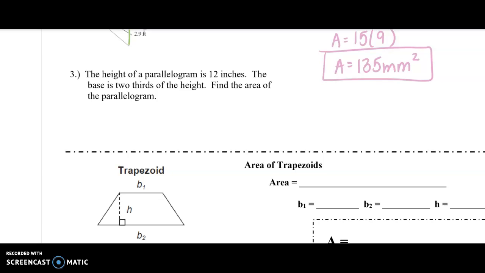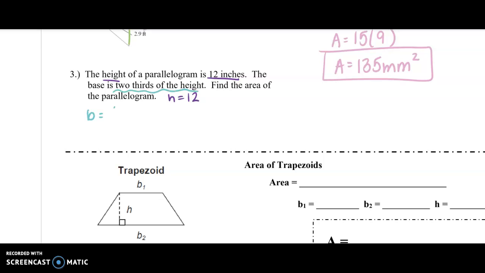Okay, guys, so picking up where we left off, the height of a parallelogram is 12 inches. The base is 2/3 of the height. Find the area of the parallelogram. Okay, so we know that the height is 12 inches. So H is going to be 12. And then it says the base is 2/3 the height.